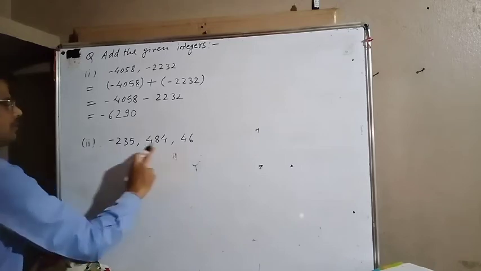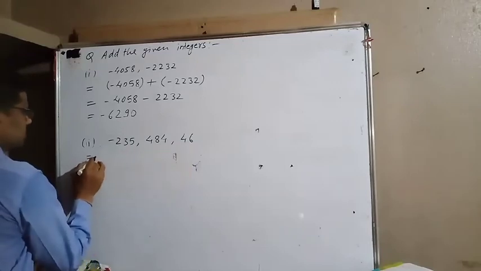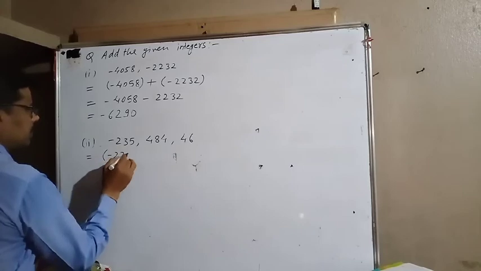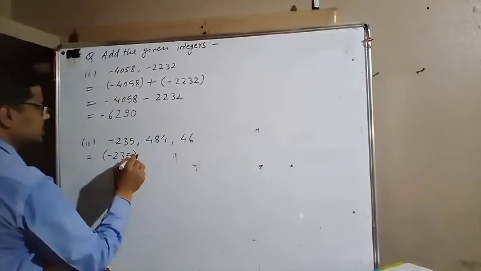Here we have three numbers. First put the equal sign. This is a negative integer, so we will put it in a bracket, minus 235. Here we want to add, so we have to put a plus sign.